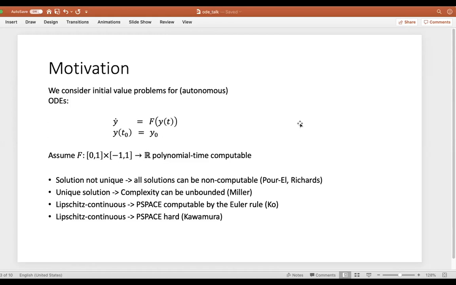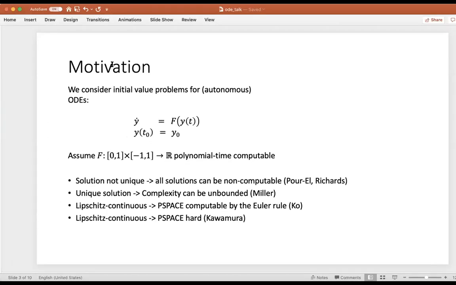And actually, this result is optimal in a certain sense. It has been shown that if we only know that the right-hand side function f is Lipschitz continuous, then the solution function can actually be p-space hard. So this is why we want to restrict the functions we look at, and we want to look at analytic functions, because for analytic functions we can do better. Okay. And now I will start the whiteboard part of this talk.